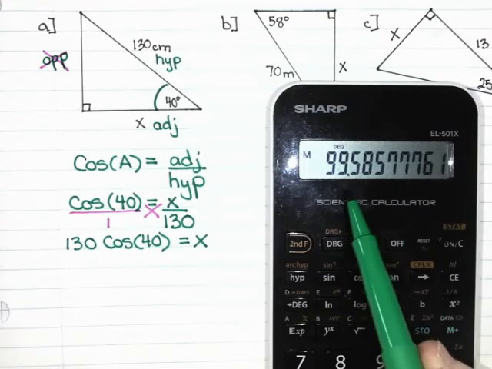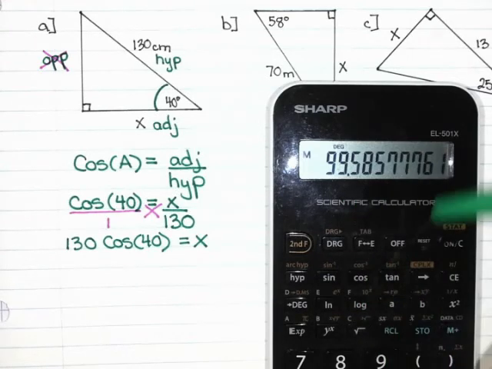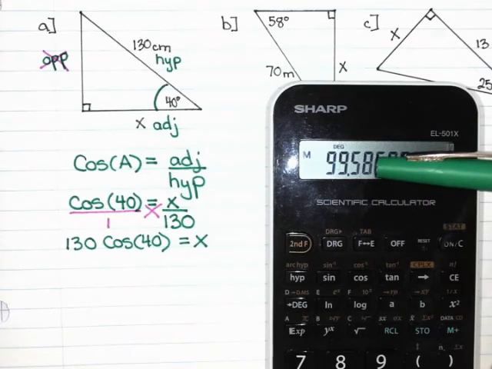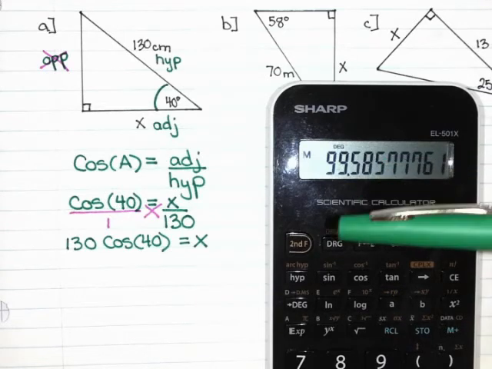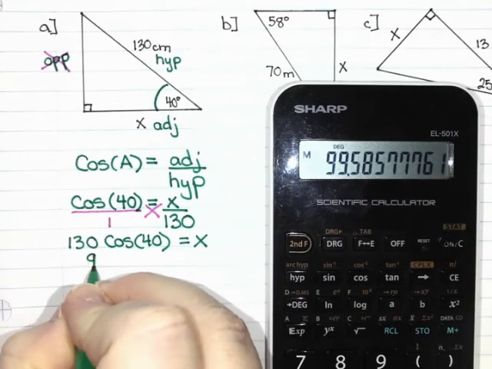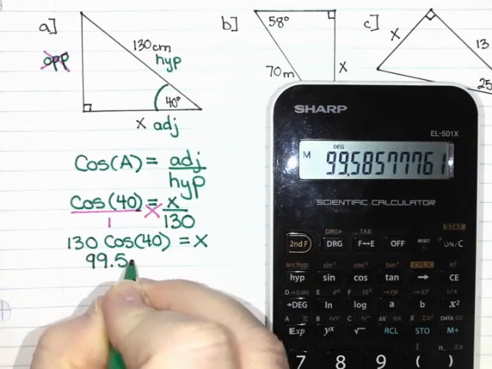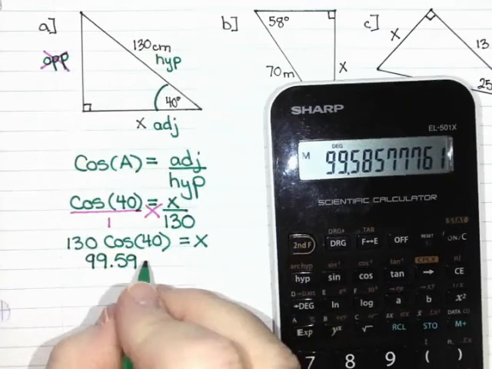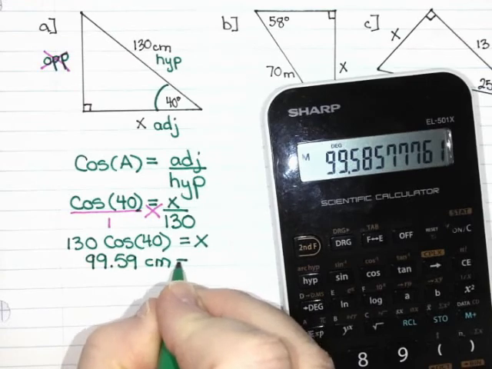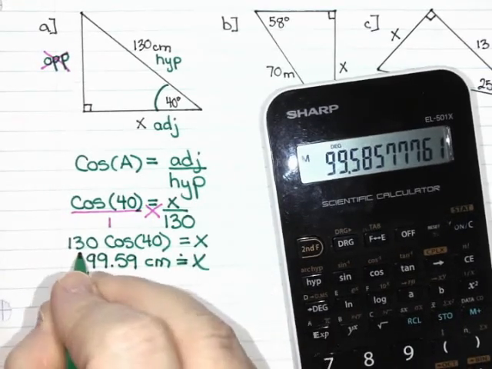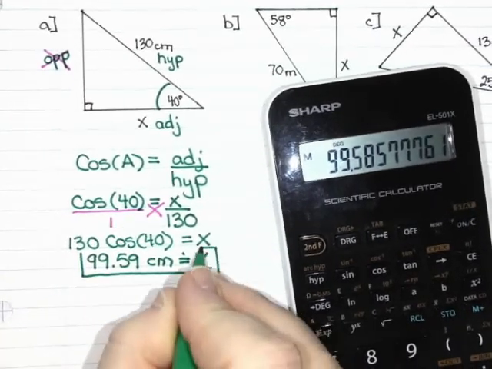And I got 99.5857. So I really want 2 decimal places, which would be 0.58. This next number is a 5, so that's going to round that up to 0.59. So it's 99.59, and this is in centimeters, is the length of my missing side. Draw a nice little box around that.